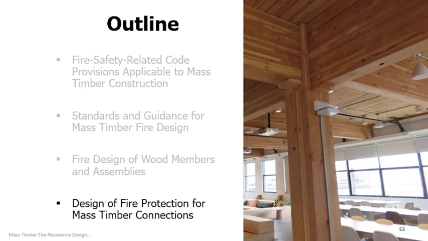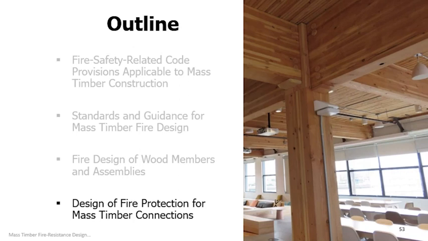Lastly, in this last section, let's talk about how to design fire protection for mass timber connections. As I mentioned previously, in the new types 4A, 4B, and 4C construction, fire resistance ratings are required for most of the structural elements. This is one of the things that makes these new mass timber construction types very different from traditional heavy timber construction, and it necessitates a totally different approach when it comes to connections as well.